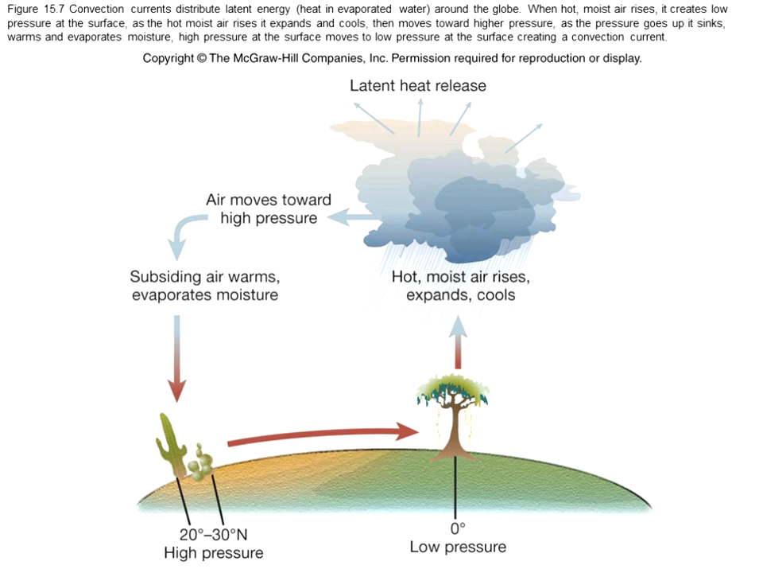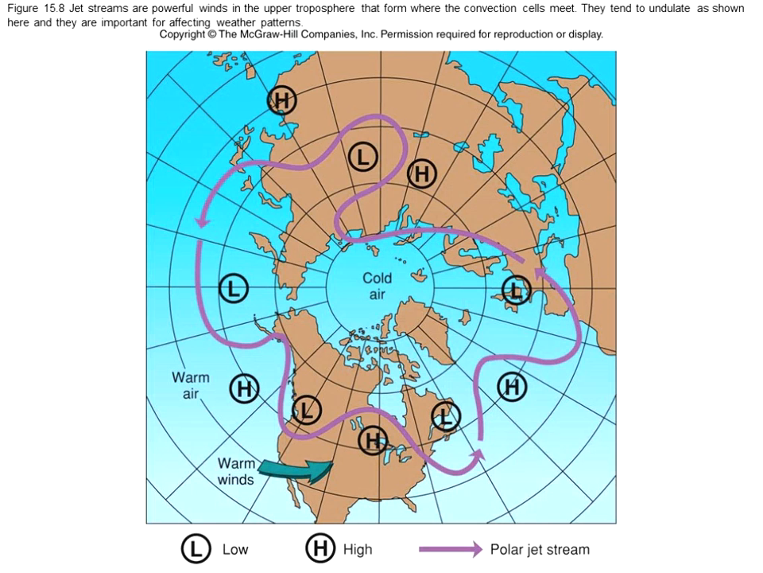When it's hot, moist air rises. It creates low pressure at the surface. So as this hot, moist air rises, it expands and cools, then moves towards higher pressure. As the pressure goes up, it sinks, warms, and evaporates moisture. So high pressure at the surface moves to low pressure at the surface, creating this sort of circular vertical convection current that I talked about.